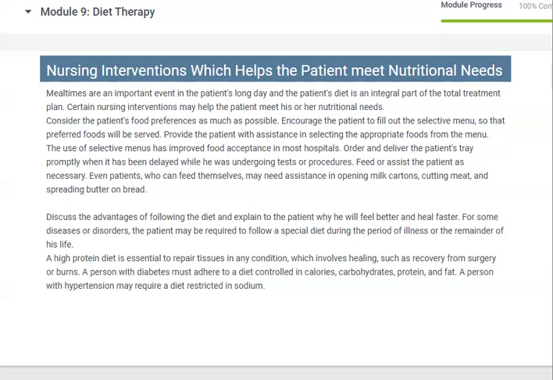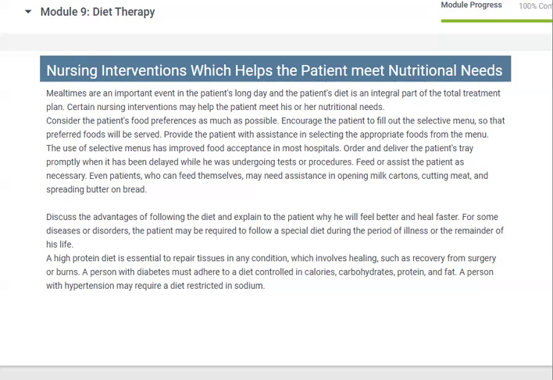Order and deliver the patient's tray promptly when it has been delayed while he was undergoing tests or procedures. Feed or assist the patient as necessary. Even patients who can feed themselves may need assistance in opening milk cartons, cutting meat, and spreading butter on bread. Discuss the advantages of following the diet and explain to the patient why he will feel better and heal faster.